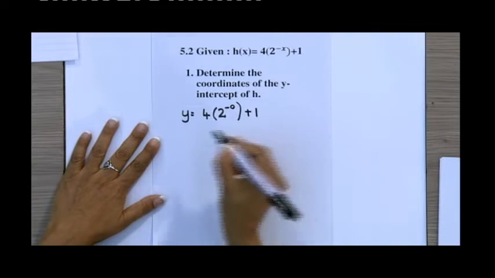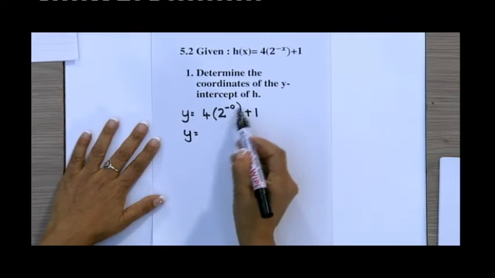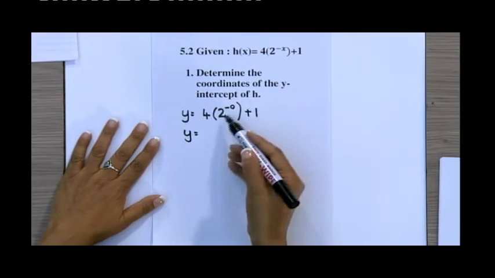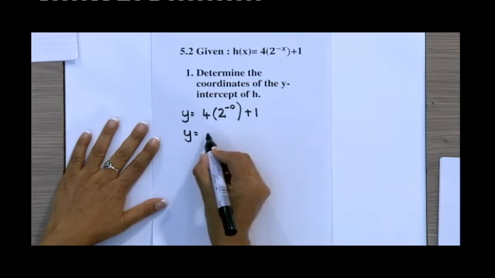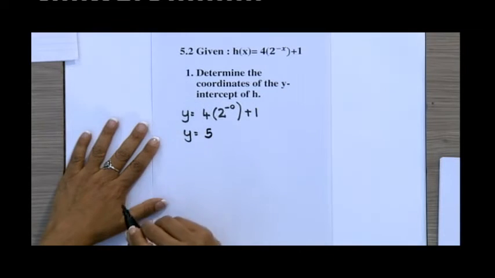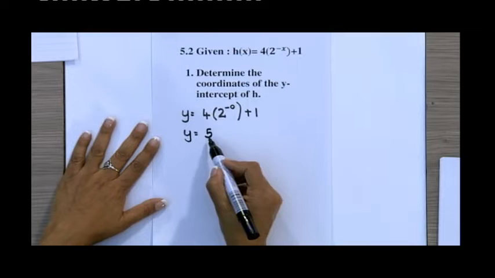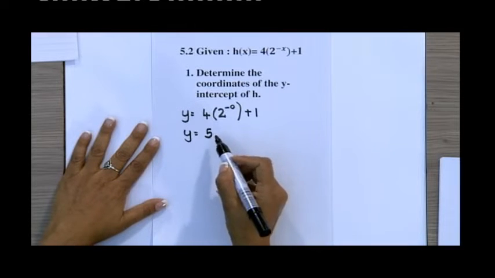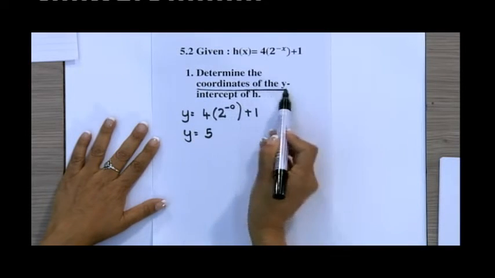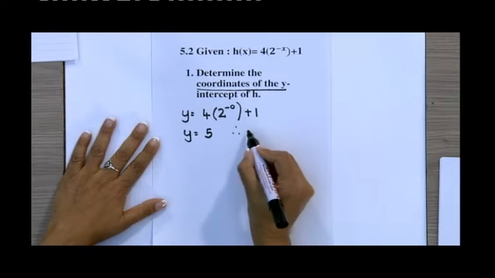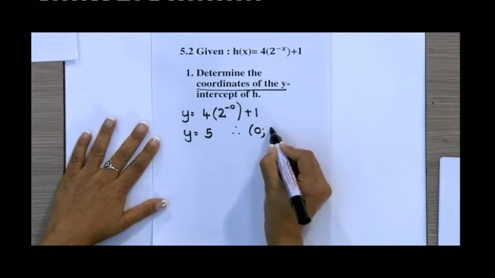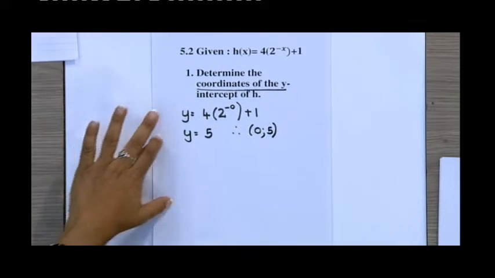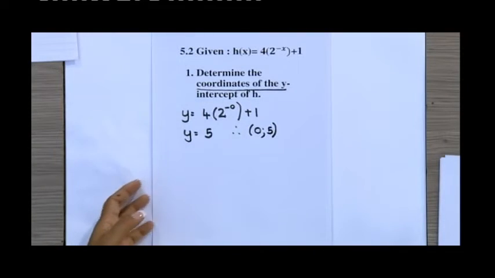Now you have anything to the power of 0 is 1. 4 times 1 is 4. 4 plus 1 gives me 5. So your y-intercept is 5. But we are going to lose 1 mark because they're asking for the coordinates of the y-intercept. So the coordinates would be x is 0, y is 5. And we've answered the first question. Very, very simple.